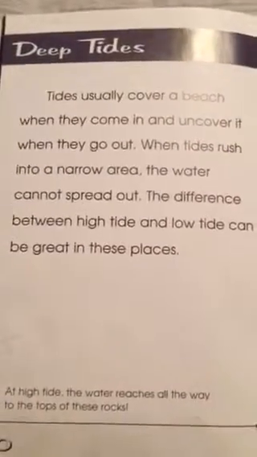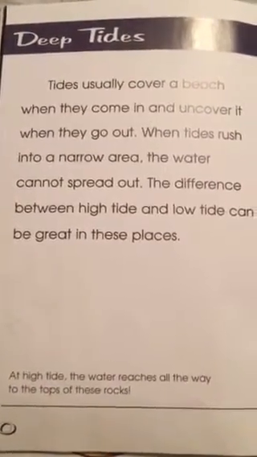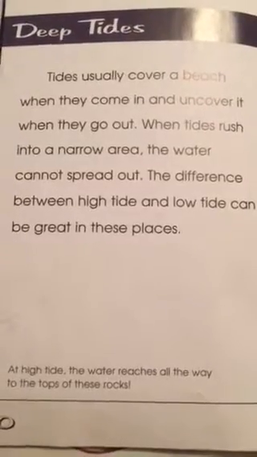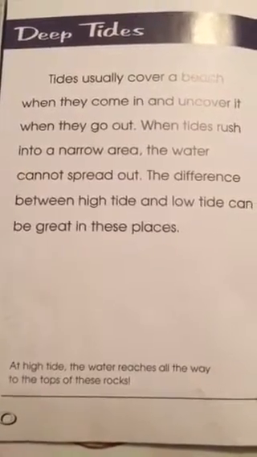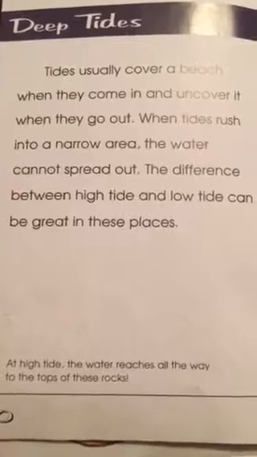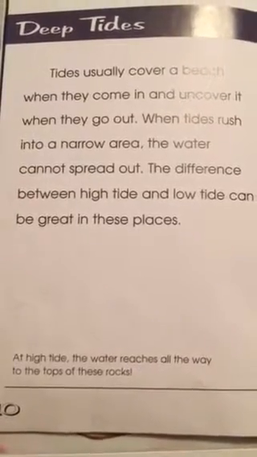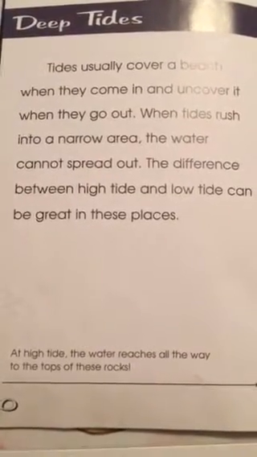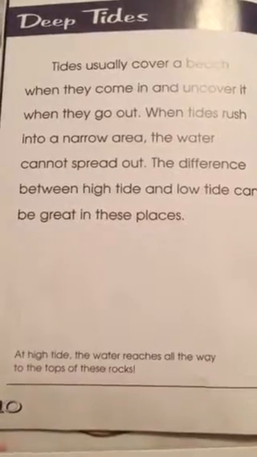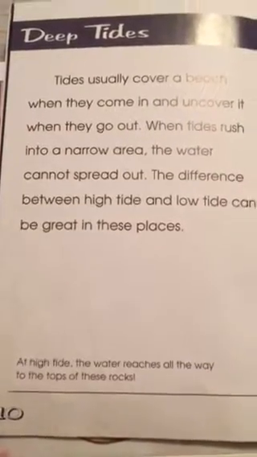Deep tides. Tides usually cover a beach when they come in and uncover it when they go out. When tides rush into a narrow area, the water cannot spread out. The difference between high tide and low tide can be great in these places. At high tide, the water reaches all the way to the tops of these rocks.